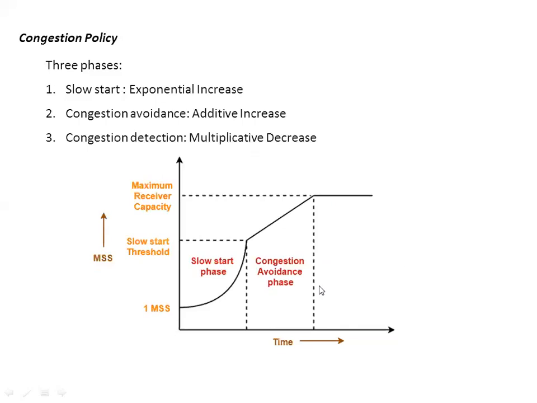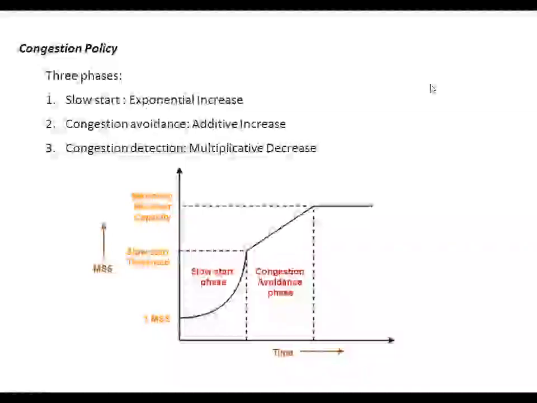In slow start, there will be exponential increase, that is the rate at which the sender transmits packets will be exponential. In congestion avoidance, this rate will be lower, that is it will be additive increase. Once congestion is detected, the speed with which the sender transmits will be reduced to either slow start or congestion avoidance phase. This is called multiplicative decrease. Here we are going to assume that the receiver's window size is very large. So our main focus will be on the congestion window size and how the sender adjusts its window size based on the congestion in the network.